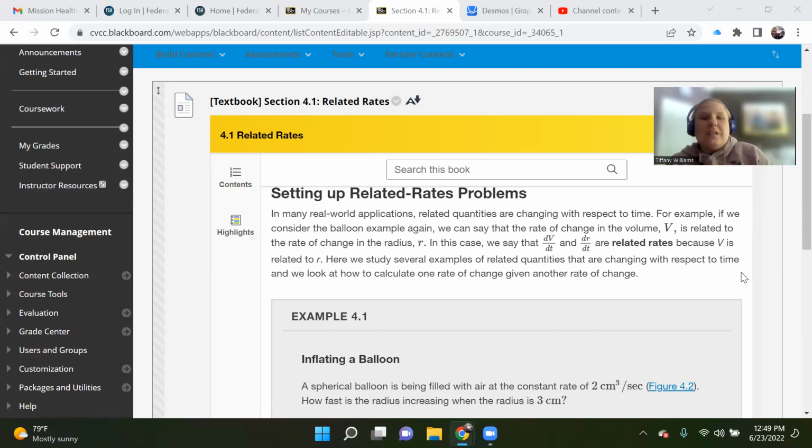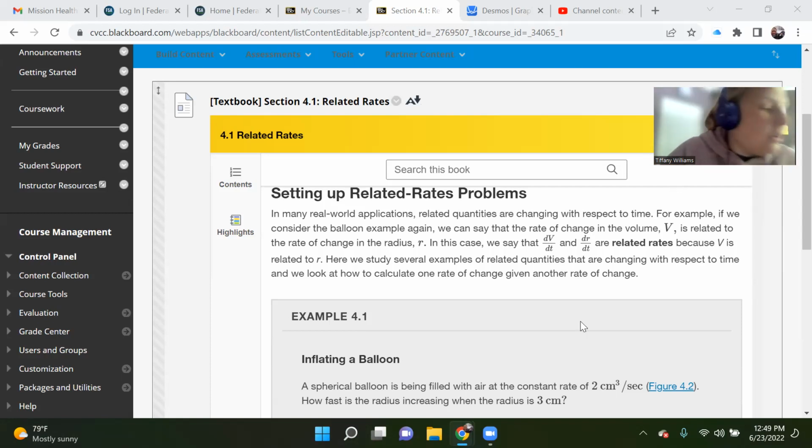So for example, if we consider the balloon example again, we can say that the rate of change in the volume V is related to the rate of change in the radius R. In this case, we say that dV/dt and dr/dt are related rates because V is related to R. Here we study several examples of related quantities that are changing with respect to time, and we look at how to calculate one rate of change given another rate of change. So that's what we're doing. Guys, with this section, it's going to be imperative that you are very, very careful with what variables you're using. Pay particular attention to them, because if you don't, you're going to get lost.